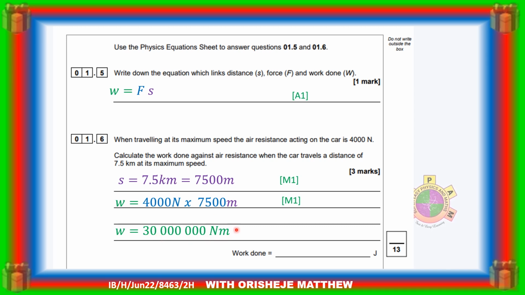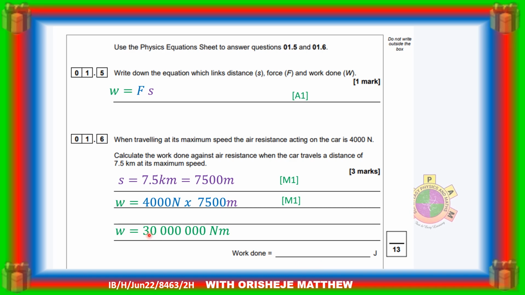Now, the equivalent unit is the newton meter. How did we get newton meter? The force multiplied by the distance. Force is measured in newtons, distance is measured in meters, so the unit becomes newton meter. 1 newton meter is the same thing as 1 joule. So this can also be written as joules, and we can also put this in standard form.